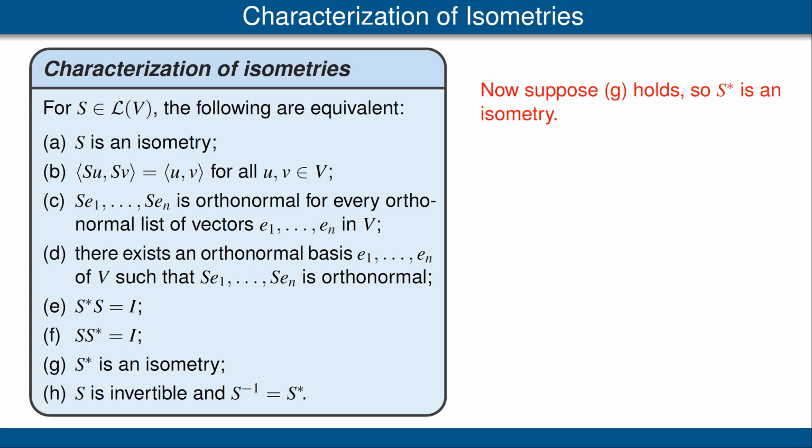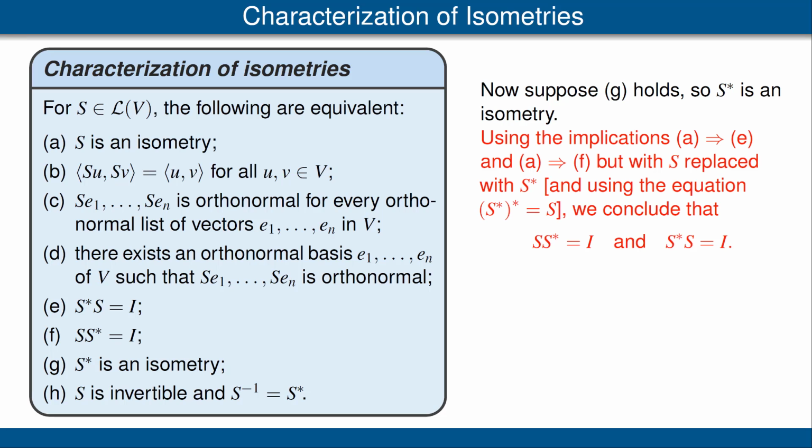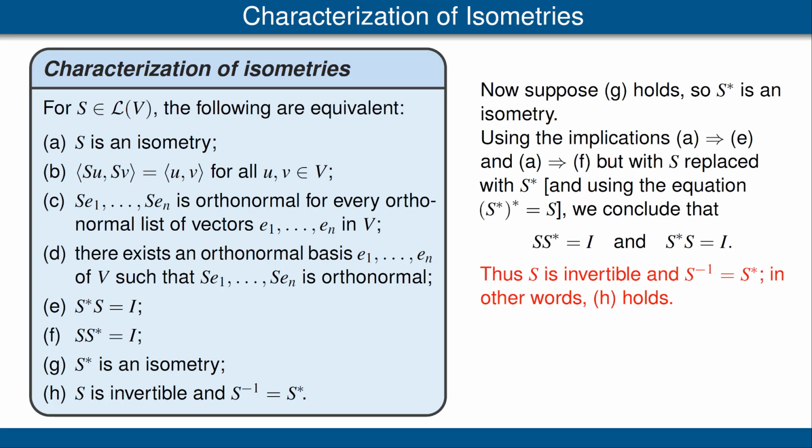Suppose now that G holds, meaning that S star is an isometry. We have proved through the chain of implications that A implies E and A implies F. Let's use that, but with S replaced by S star, because our assumption is now that S star is an isometry. Using that, and using the result that S star star is equal to S, we conclude that SS star is equal to the identity operator, and S star S is equal to the identity operator. The two equations above imply that S is invertible, and that the inverse of S is equal to the adjoint of S. In other words, we have proved that G implies H.